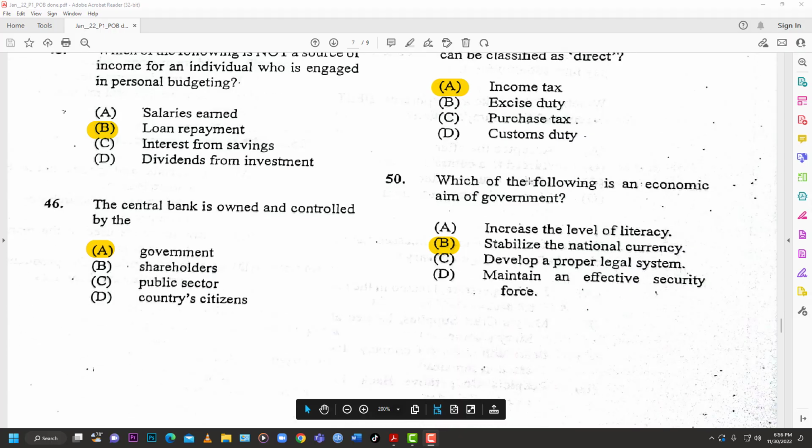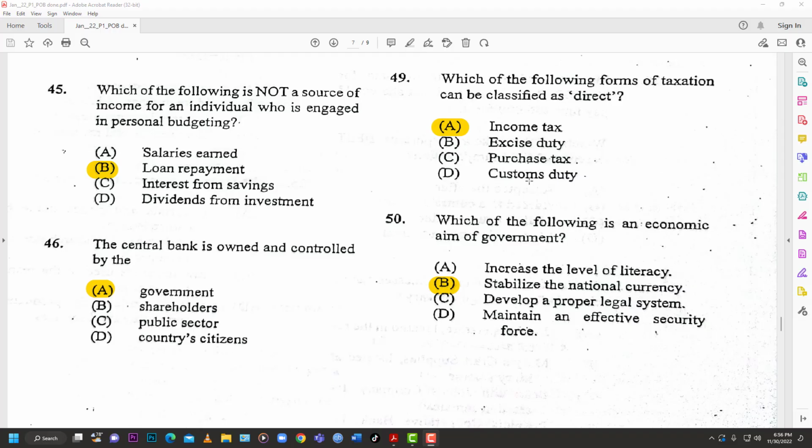49. Which of the following forms of taxation can be classified as direct? And of course that means it's taken out from the source. And so the best answer is A, income tax. A lot of A's on this paper, boy. Income tax, taken directly from your income.